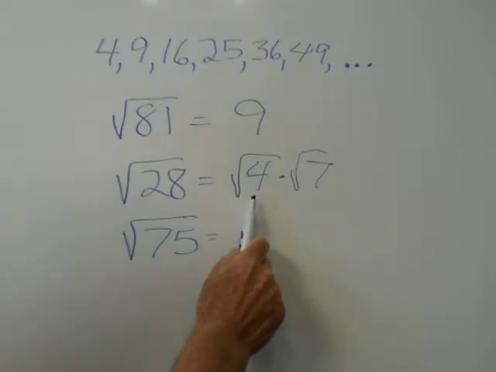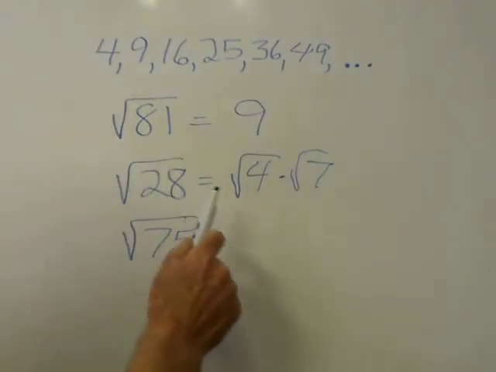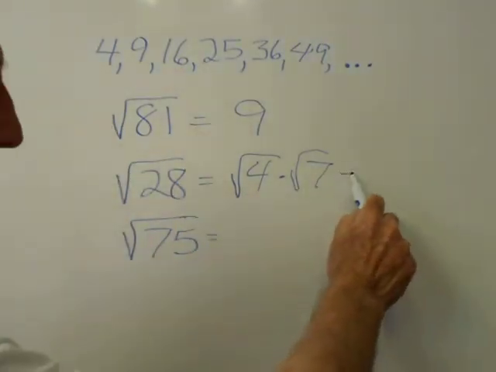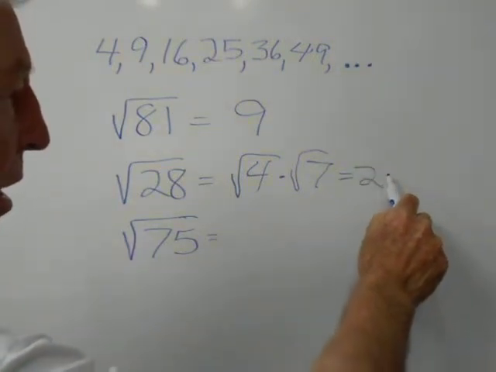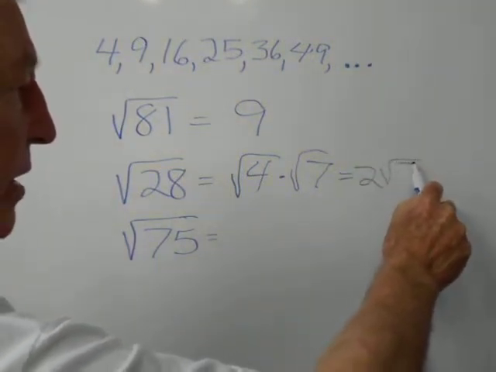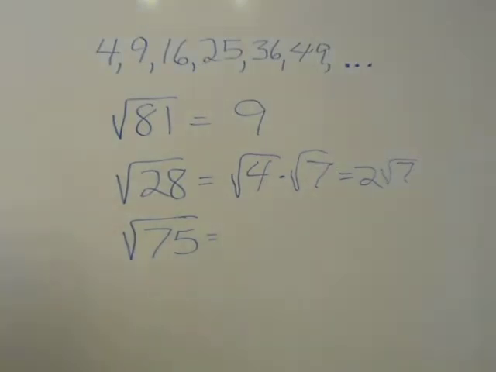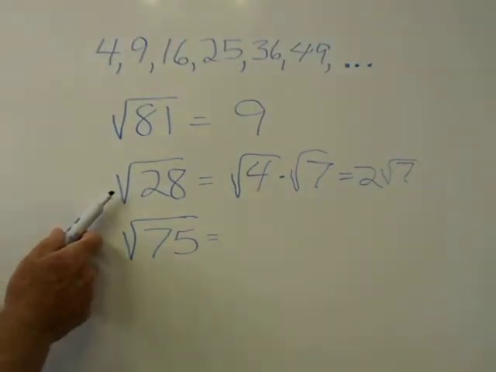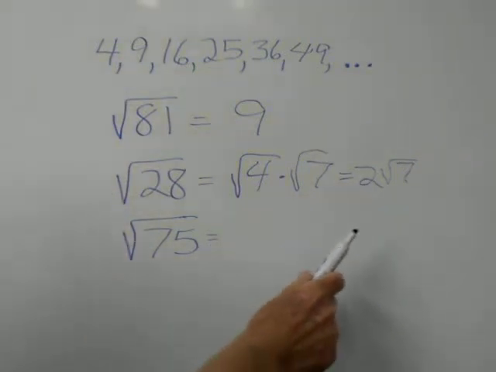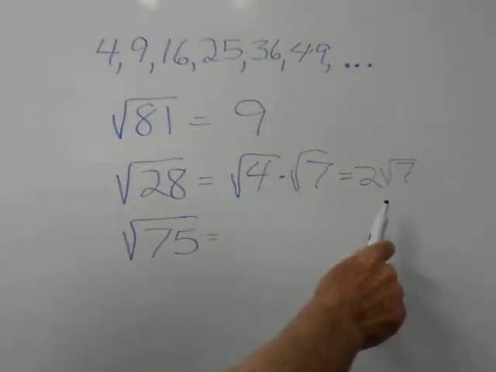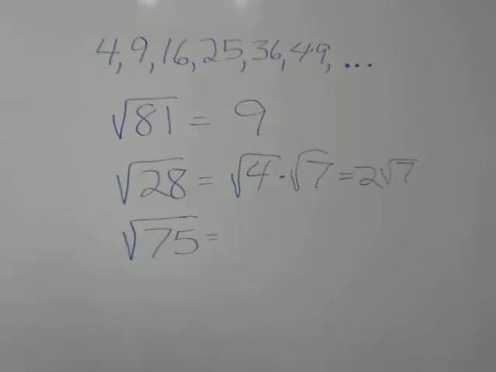And this one, because 4 is a perfect square, I can write as 2, and I have the square root of 7. I have simplified this to saying it is 2 times the number that multiplied by itself will give me 7.